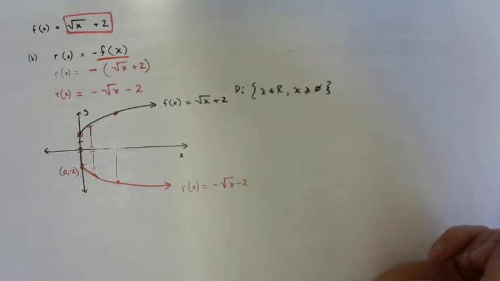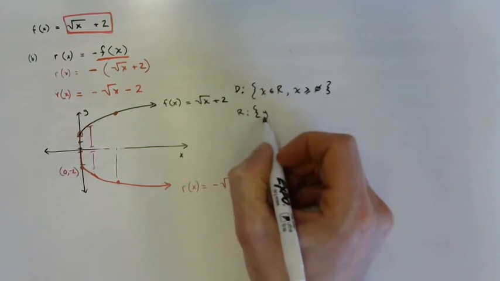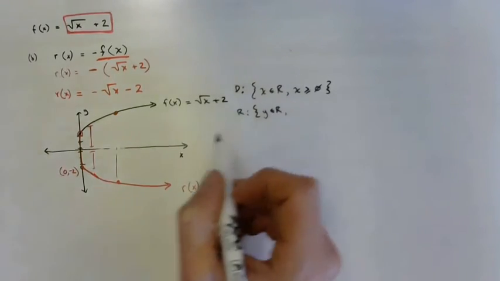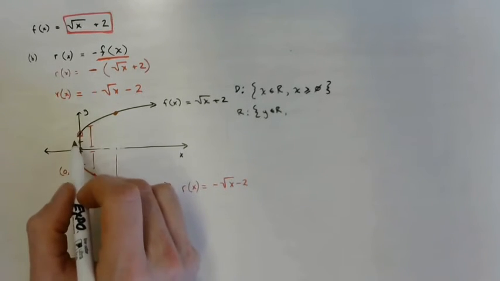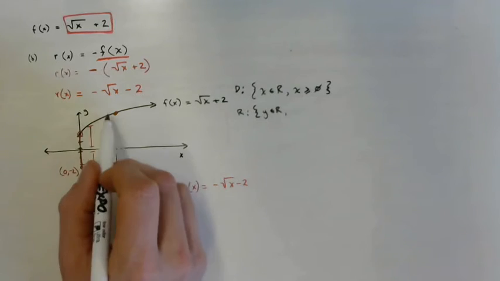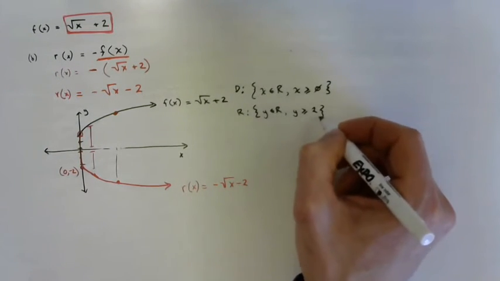Yes? No, 2. X values greater than or equal to 0 is 2. Range is the y values, the output. Which values are coming out? The value of the function represented by your vertical axis goes from 2 all the way up to positive infinity. So y is greater than or equal to 2.